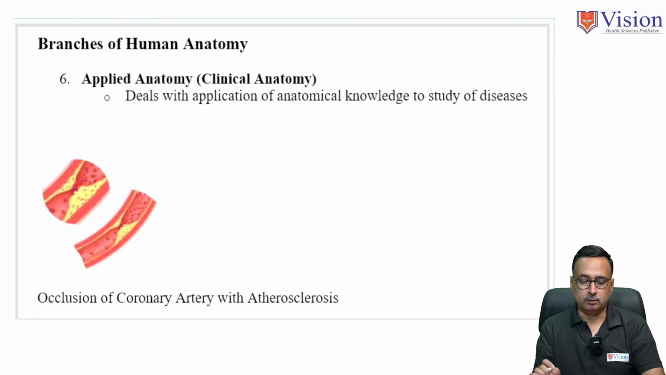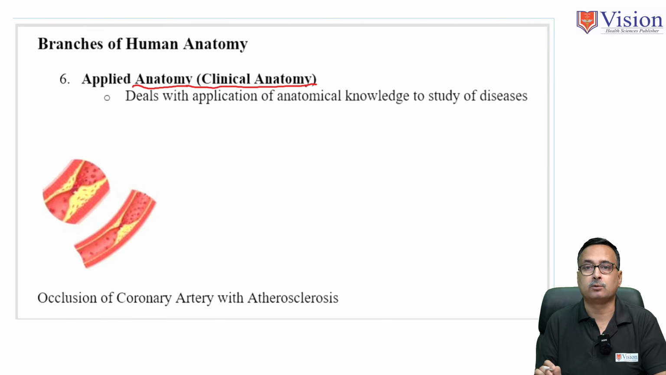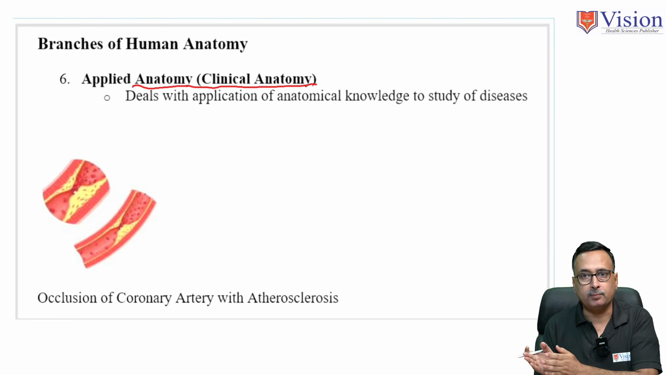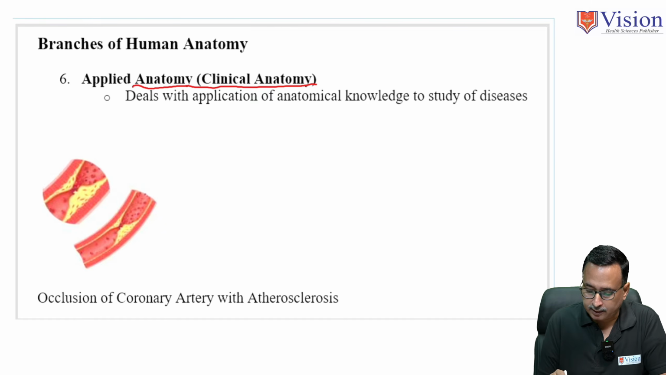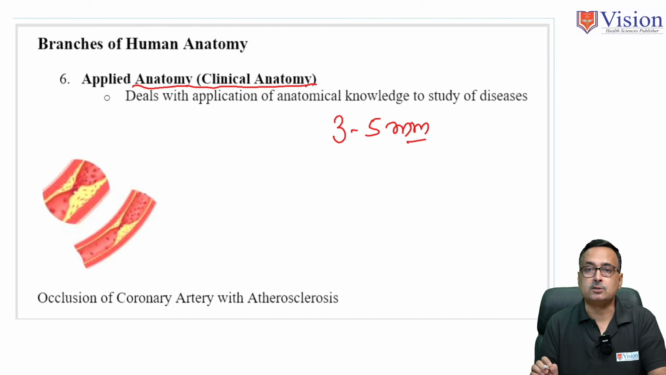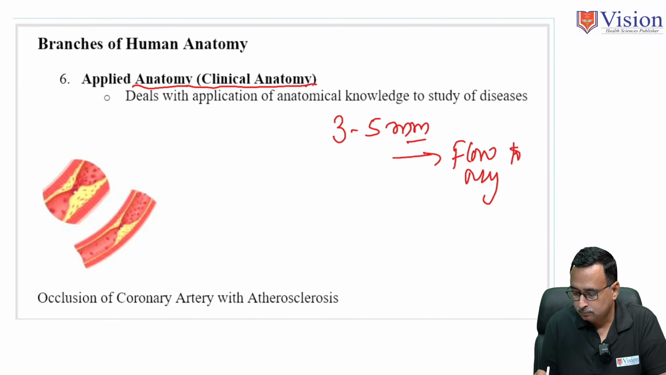Next branch is applied anatomy. It is also called clinical anatomy. In this branch, there is a correlation between the study of normal body structure and their relationship with a diseased body structure. We find out deviation from the normal to the diseased portion. Suppose a coronary artery in general has a diameter between 3 to 5 millimeter. This normal diameter is necessary for blood flow to the myocardium.